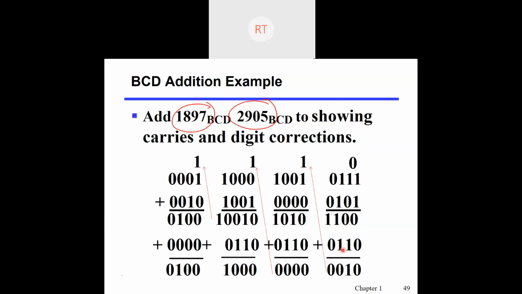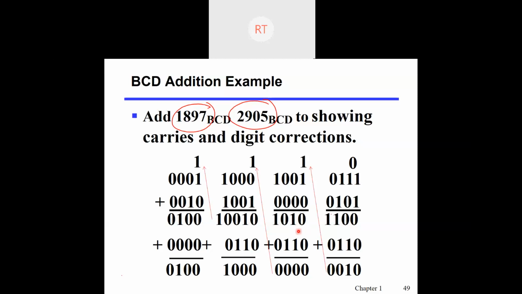I add 6 to it, okay? And I get a 2 carry 1. Now this one is added to these. I get 1010. Is this value greater than 9? Yes, please? Let's say yes. 10. So yes, it is greater than 9. I add 6 to it.